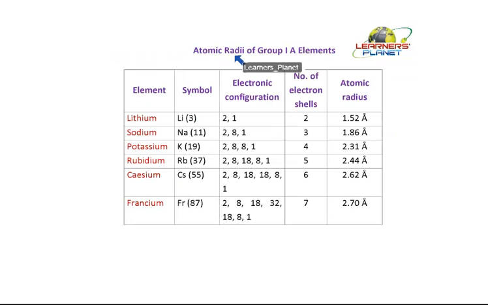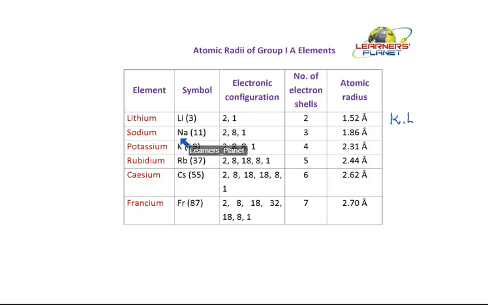See here, the atomic radii of group 1 elements. Lithium, Li, atomic number 3. What is the electronic configuration? 2 and 1. How many shells are there? There are 2 shells only, the K and L shells. Now, what is the radius of it? It is 1.52 angstrom. The next element in the group is sodium.